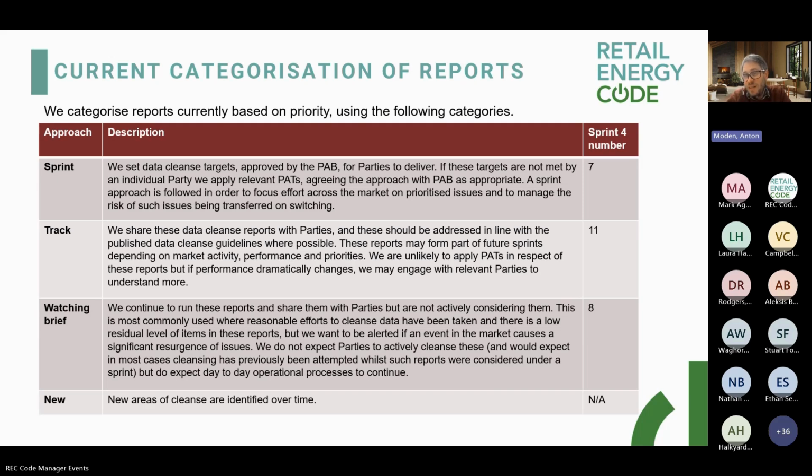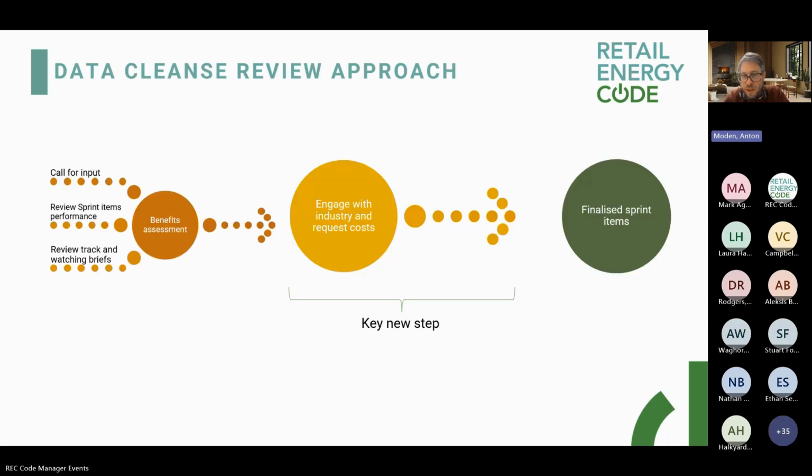think should be maintained, and then a watching brief is things we want to make sure we know what's going on with in case something gets worse, and then we might promote it. And the idea is data items or data reports would move between these categories. Hopefully we would cleanse them and then they would move down. That would be the goal. If we just move on, I just needed to do that so we have the right terminology.